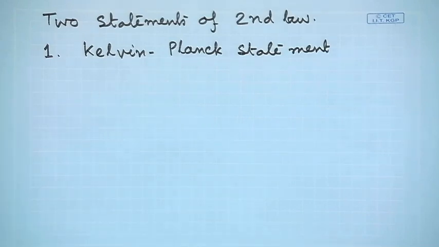So, what does Kelvin-Planck statement convey to us? The statement is like this: it is impossible to construct a device which will operate in a cycle and will produce net amount of work while exchanging energy with a single reservoir or a single body.